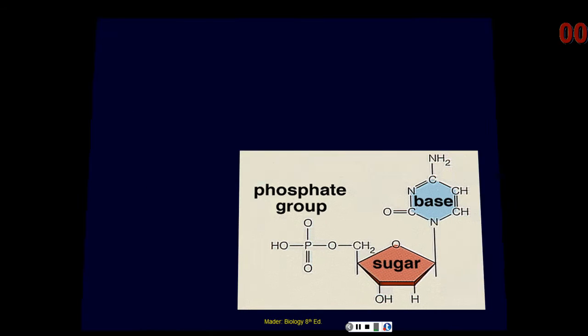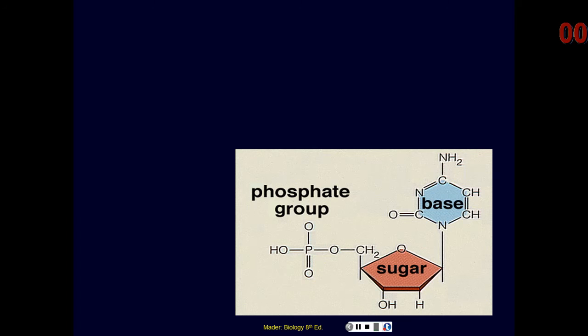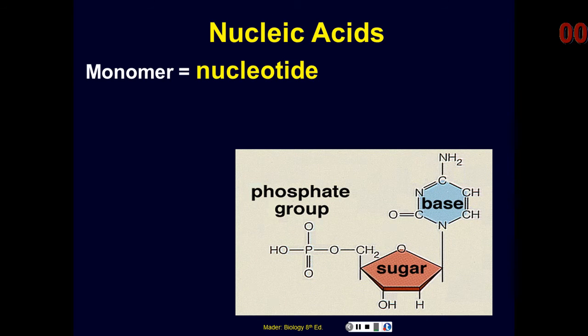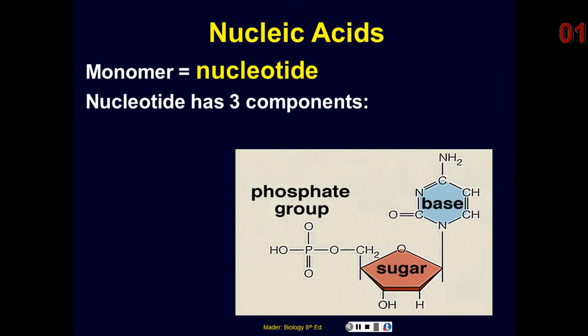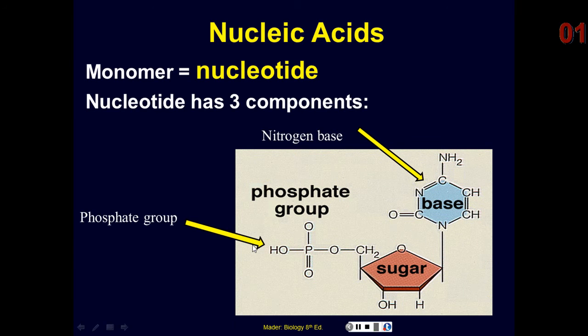So let's start by talking about what the monomer of a nucleic acid is. The monomer for nucleic acids are called nucleotides, and nucleotides all contain three parts. Take a look at this illustration. You'll see that every nucleotide has a nitrogen base right there. It also has a phosphate group right here, that's a functional group, and a 5-carbon sugar that we're going to call a pentose sugar right there. And notice that the 5-carbon sugar is in the shape of a pentagon.